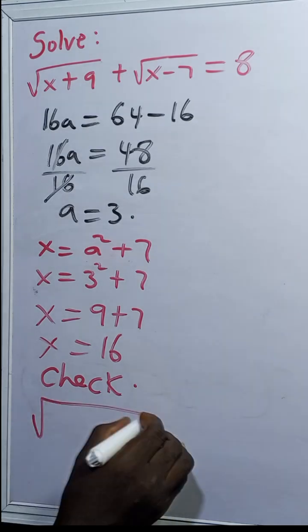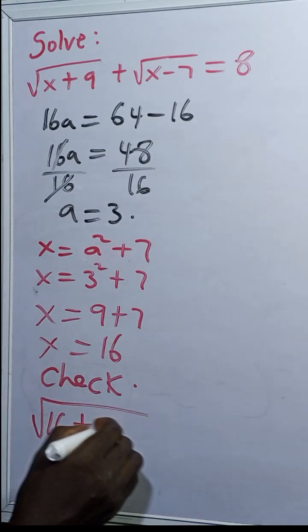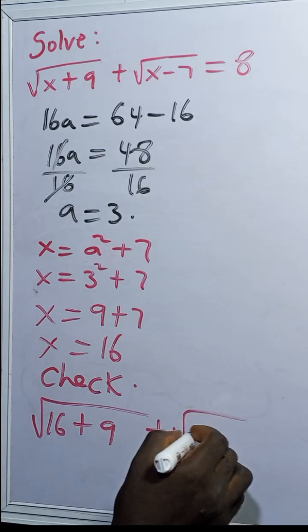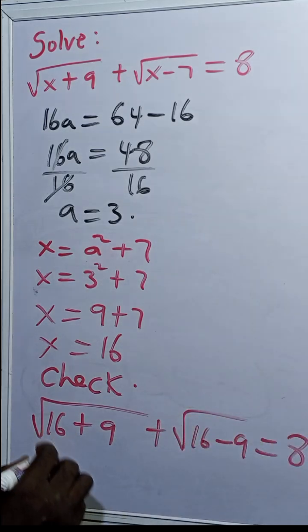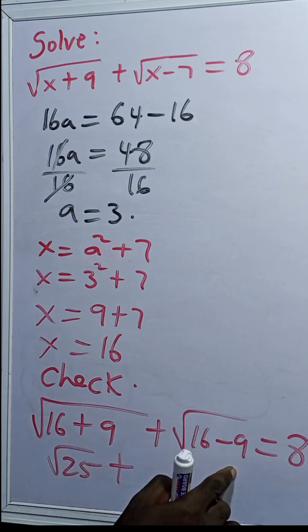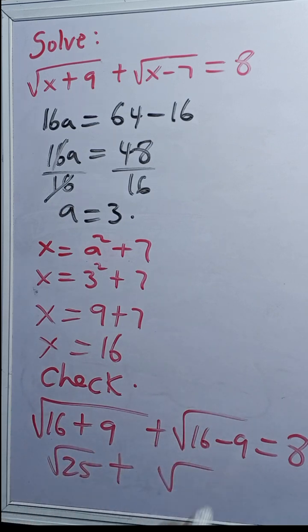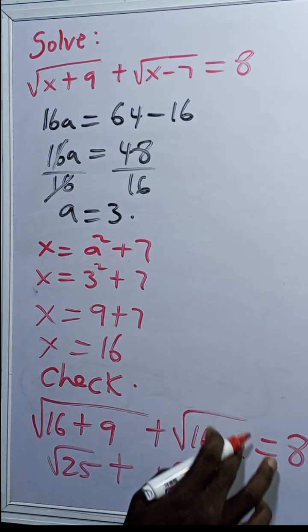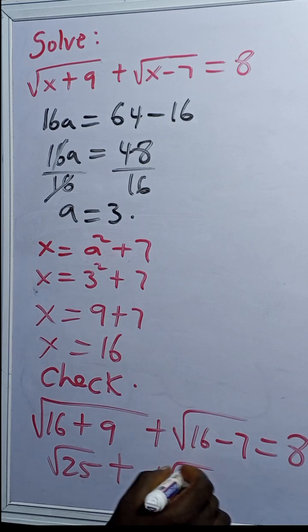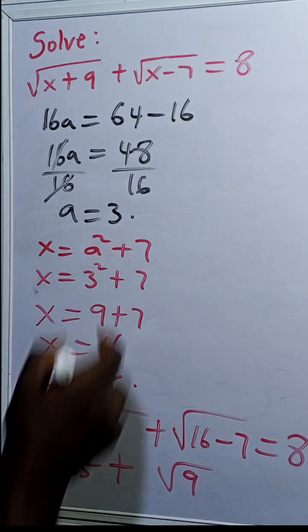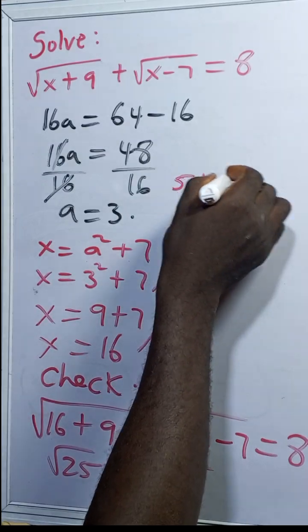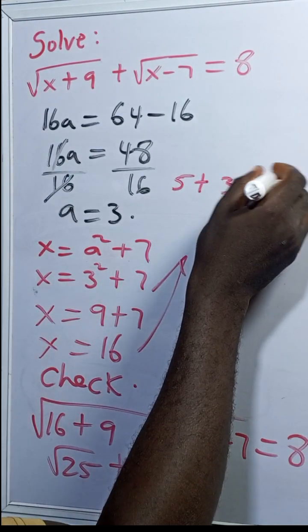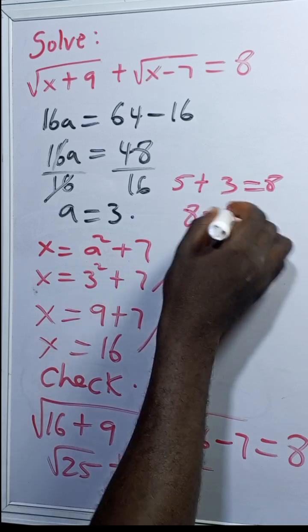Square root of 16 plus 9 plus square root of 16 minus 7 is equal to 8. Square root of 25 plus square root of 16 minus 7, that's 9, right? So square root of 25 will give you what? 5, plus 3, since square root of 9 is 3, is equal to 8. 8 is equal to 8. Verified.